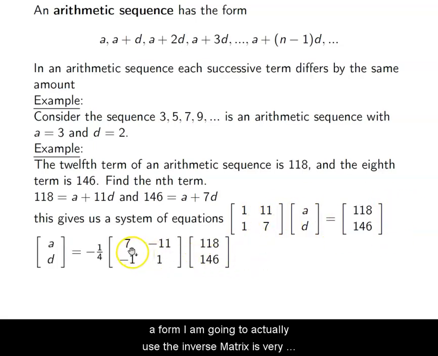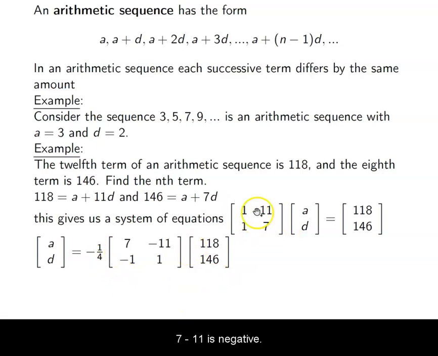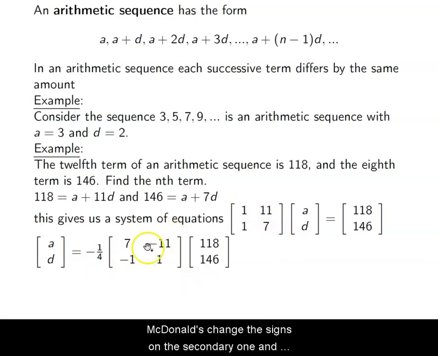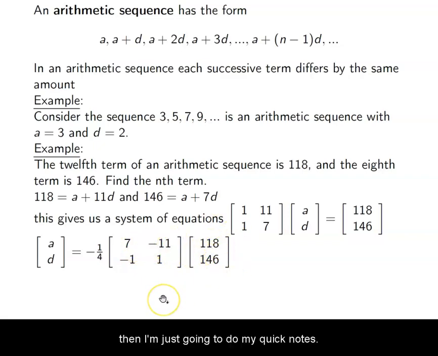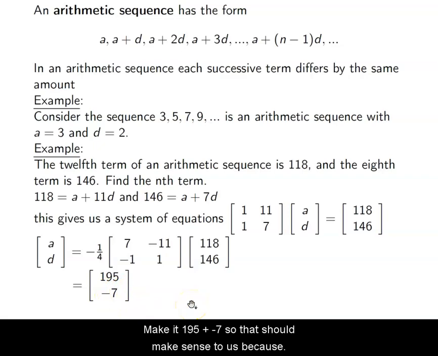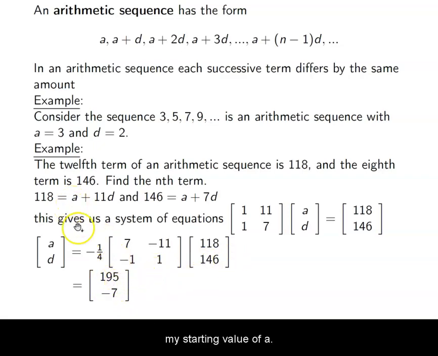I am going to actually use the inverse, because it's a 2 by 2 matrix. It's very, very fast and easy to find the inverse matrix. So 7 minus 11 is negative 4, so it's 1 over negative 4. Swap the main diagonal, change the signs on the secondary ones, and then I'm just going to do my quick matrix multiplication here. And I get 195 and negative 7. That should make sense to us because the 8th term is more than the 12th term, so I'm going down in value. So here I should have a negative 7 for my value of d, and 195 is my starting value of a. So the general term can be found with 195 minus (n minus 1) times 7.